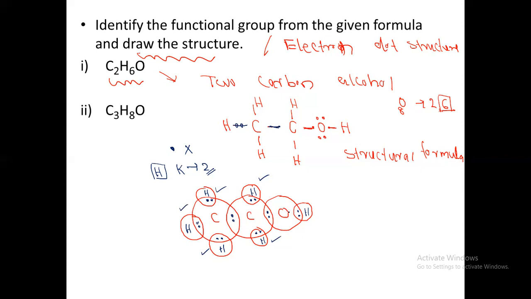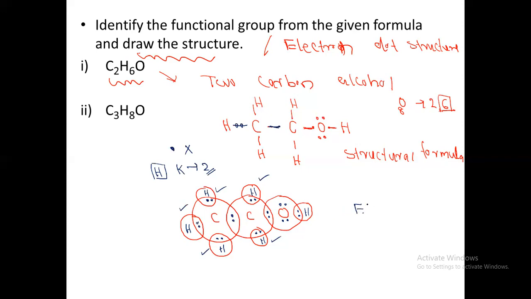Now look at oxygen. Oxygen has only 4 electrons around it. 2, 4. It should be 8, right? Because we are not showing the lone pair, you should show the lone pair because it's not involved in bonding. You show it inside the circle, not in the shaded area. Okay. Now oxygen is also 8. Okay, clear? So this is the electron dot structure of a 2 carbon alcohol.